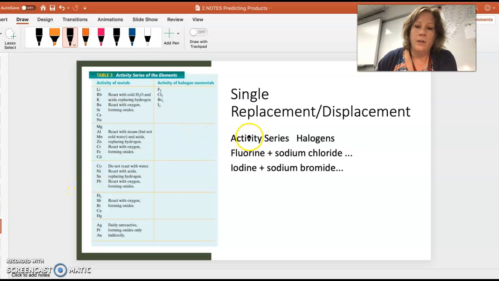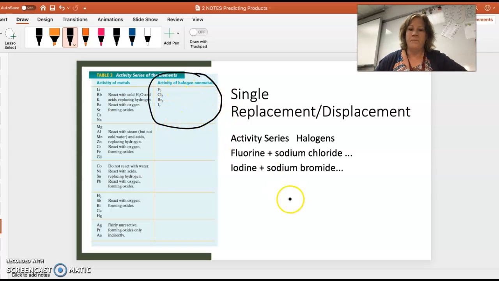Also, the halogens, group 17, they can also replace one another. So let me show you. I've got this reaction here. So fluorine is going to react with sodium chloride.